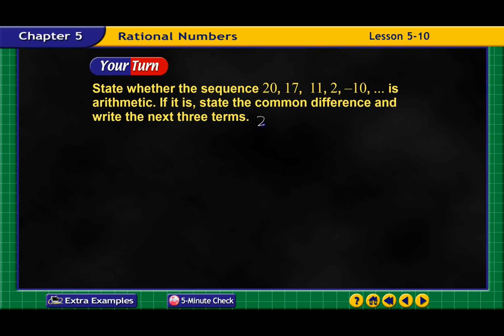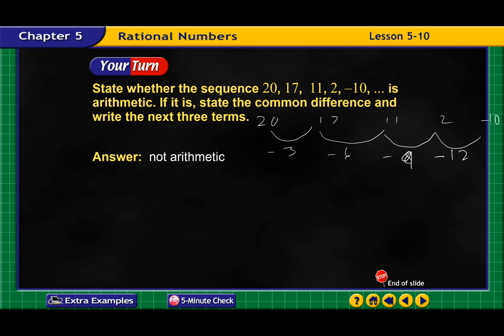All right, is it arithmetic or not? 17, 11, 2, negative 10. All right, there's 3 here, subtracting, minus 6, minus 8. What's that supposed to be? And minus 12? Wait, no. 3, minus 6, minus 9, minus 12. There we go. There's the pattern. So not arithmetic is all with nuance. It doesn't want us to keep going. Thank goodness.